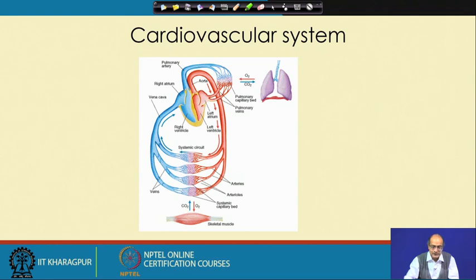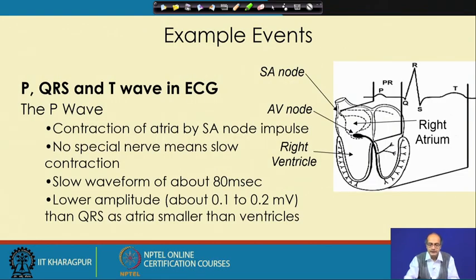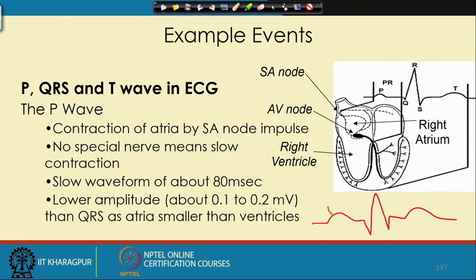For the cardiovascular system, the signal associated with it is the ECG signal. Now, for the ECG signal, first what we get is the P wave. So, let us recall how the ECG wave looks like. The overall signal could be like this. This is the P wave. So the first part we are looking at.